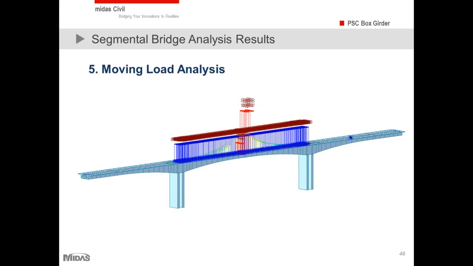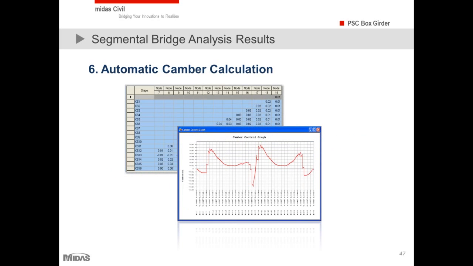Now moving ahead, moving load analysis is also important, and Midas Civil can do it for these type of bridges. You can obtain the camber automatically. You can ask the Midas Civil program to give you the camber for different stages, and this is how the camber looks. It tells you what should be the camber for individual stages, and finally at the end of construction all the values become 0, which implies that we have achieved the final profile of the bridge. So this is how you can obtain the camber from Midas Civil automatically for these type of bridges.